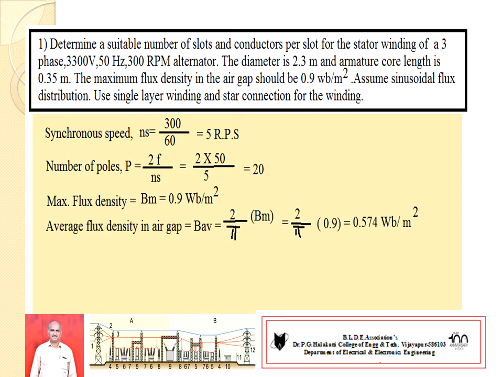Maximum flux density is given as 0.9 Webers per meter square. Hence, it is possible to calculate B average, the average flux density in the air gap, that is 2 by pi into Bm. You substitute the value, then B average, finally we are going to get 0.574 Webers per meter square.